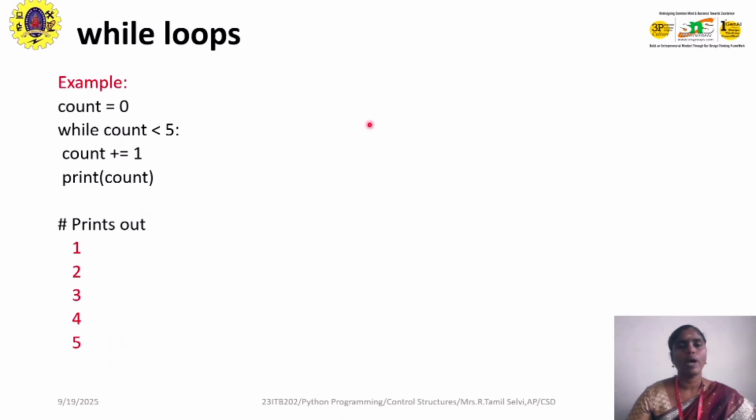The next one is the while loop. A while loop repeats as long as a certain Boolean condition is met. Let's consider this example. In the first line, we are initializing the count value as 0. Then using a while condition, we are declaring these statements. While count is less than 5, the count will be incremented by 1 at each step, and using the print statement, we are printing the count value. Once you run this program, you will get the output 1, 2, 3, 4, 5, because once the value of count is greater than 5, the condition will come out of the loop.